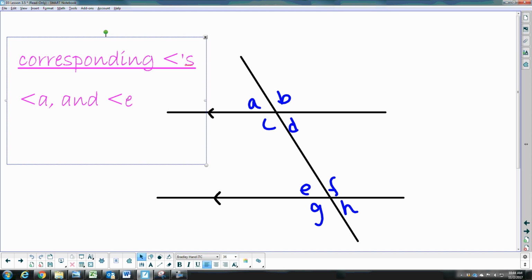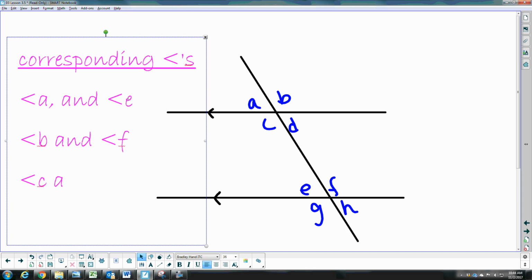Okay, so angle A and angle E are corresponding. Also angle B and angle F are corresponding. And angle C and angle G are corresponding. And angle D and angle H are corresponding. Okay, so that's one part. Corresponding angles are congruent if you have parallel lines cut by a transversal.